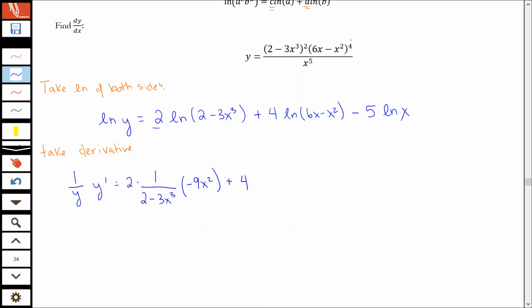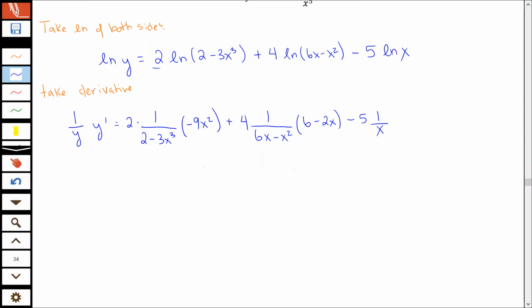Plus, my coefficient is 4, so I leave it because it's not on its own. It's being multiplied by something that has a variable. Derivative of ln is 1 over whatever is inside the ln. And then the derivative of what's inside the ln. So my derivative there is 6 minus 2x. Again, my 5 stays, and the derivative of ln is 1 over x. If I wanted to simplify this down a little bit, I could.